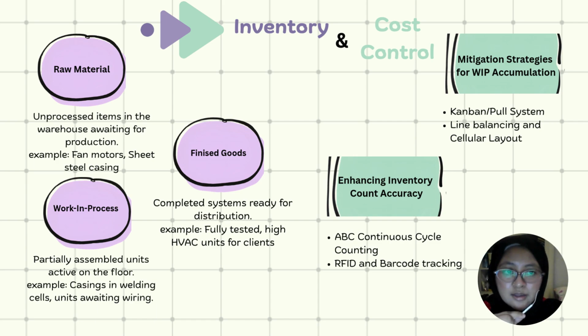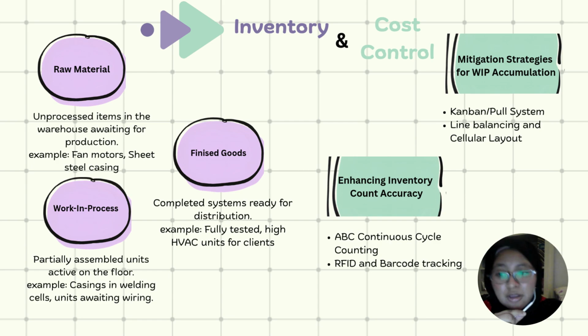project. As for the cost control, mitigation strategies for WIP accumulation. To reduce WIP, we adopt a demand-driven Kanban pull system. Second, we propose the line balancing and cellular layout. As for enhancing inventory count accuracy, we recommend ABC cycle counting.